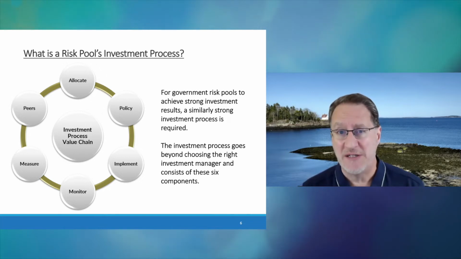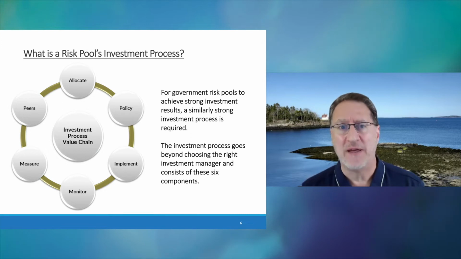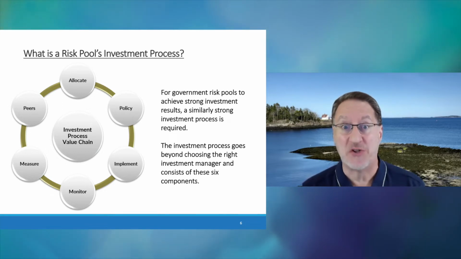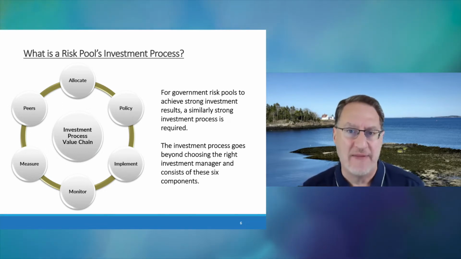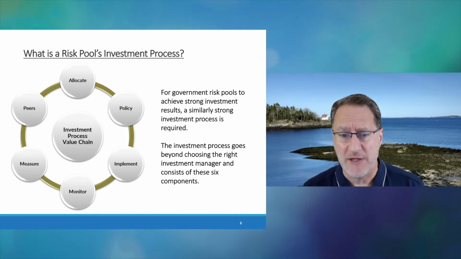Oftentimes we see policies done before an allocation analysis is done. And in our view, that's backwards. You need to think about allocation, what's allowable, what's suitable, and then have the policy reflect that, so the people you delegate to are able to have a blueprint on how they need to implement those decisions on behalf of your organization. So then I have implementation is the next one.